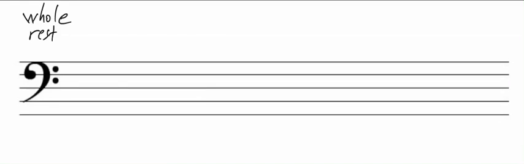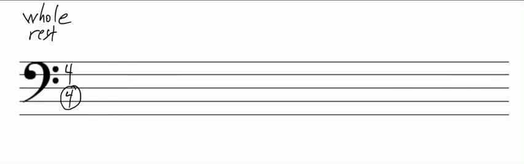The whole rest in many ways is more powerful than any other rest or note. Let's see how. If you had a time signature of 4/4, we know the top 4 means there's 4 beats in a measure, and the bottom 4 means a whole note gets 4 beats. So a measure could have a whole note for 4 beats, or it could have a whole rest for 4 beats.